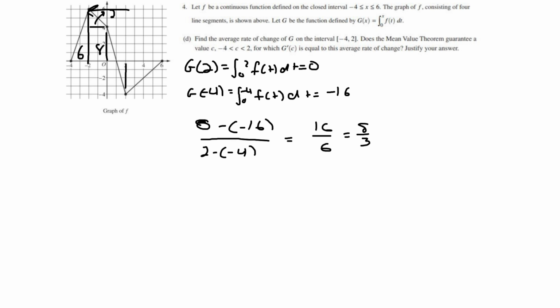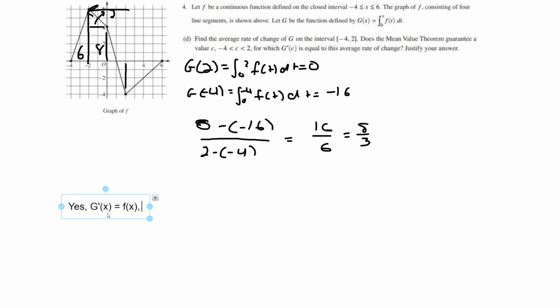And so your answer then would be, let's write an answer here. Your answer would then be, yes, g prime of x equals f of x. You always want to add that, by the way. We do know that g prime of x is equal to f of x.